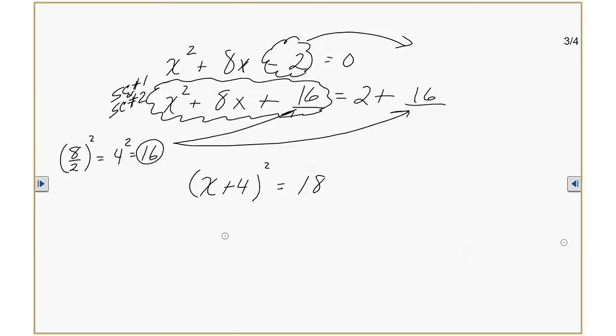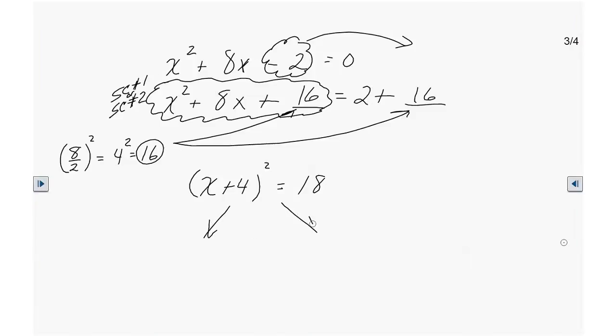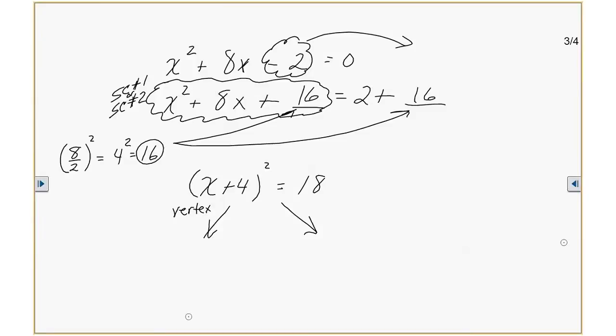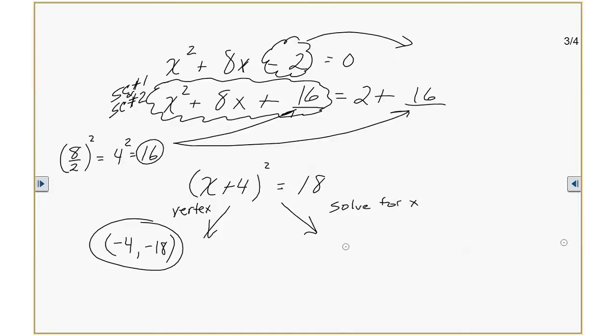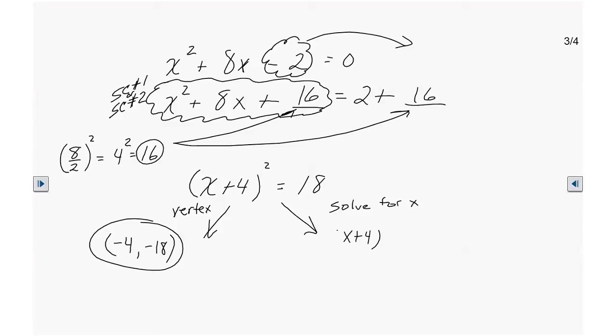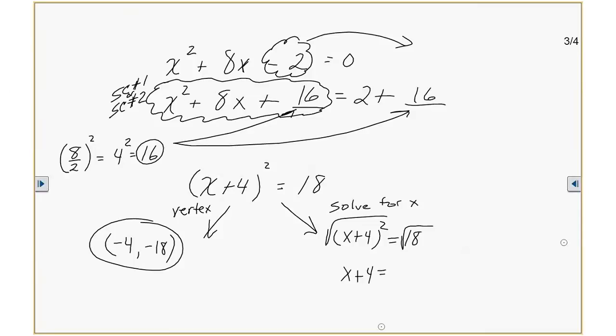So we got two ways to go here. Vertex, take the opposite of both, which would be -4 and what? -18. So that's your vertex. And then go over here and solve for x. And that'll be x plus 4 quantity squared is equal to 18. Take the square root of both sides. And that's going to be x plus 4 is equal to the square root of 18.